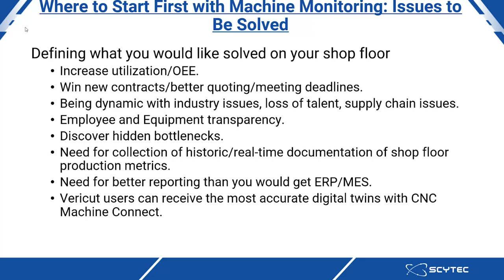Maybe this is something that is demanded by a contractor, so they have some transparency into what's going on. And maybe you just need better reporting than you can get from a typical ERP or MES platform. DataXchange goes way further into depth and detail with information that you can pull off of your machines. And as I mentioned, if you use digital twin software like Vericut, we have our CNC Machine Connect integration that promises to give manufacturers the most accurate digital twins available.